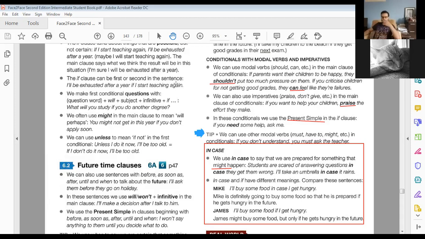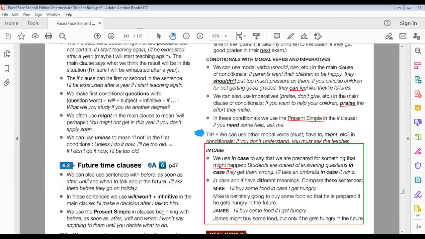Why do they have different meanings? Can you check the examples? Okay, but let's see why. Compare these sentences. Mike: I will buy some food in case I get hungry. Mike is definitely going to buy some food so that he is prepared if he gets hungry in the future. James: I will buy food if I get hungry. James, Mike.